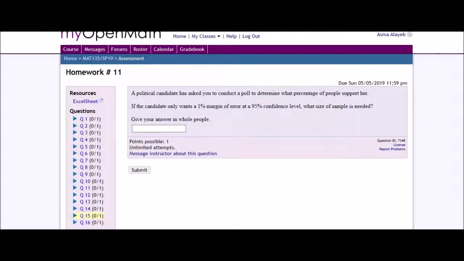Hello students, this is question number 15 from homework number 11. The topic is estimating the population proportion. And in this question, I will help you determine the sample size.